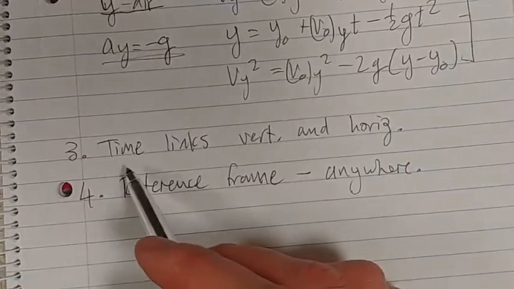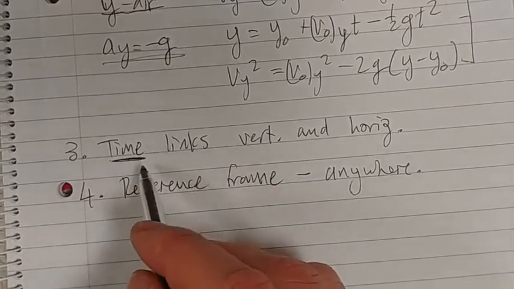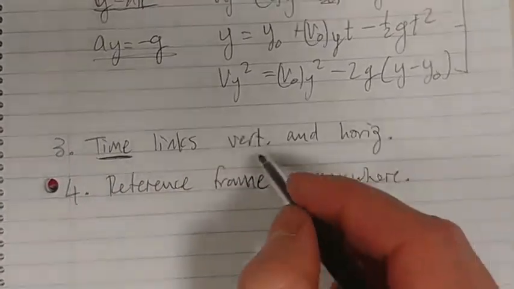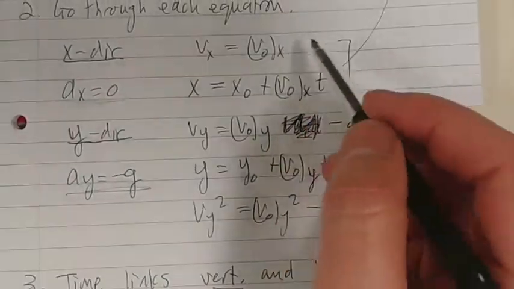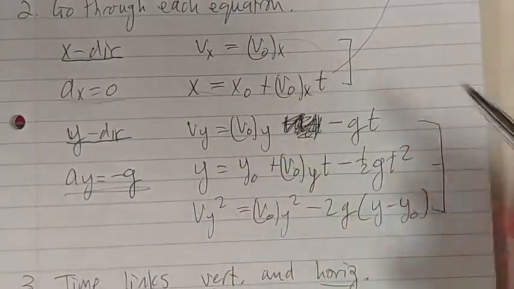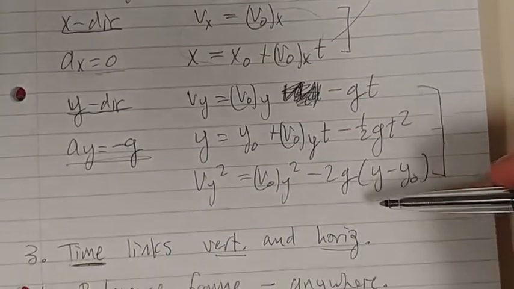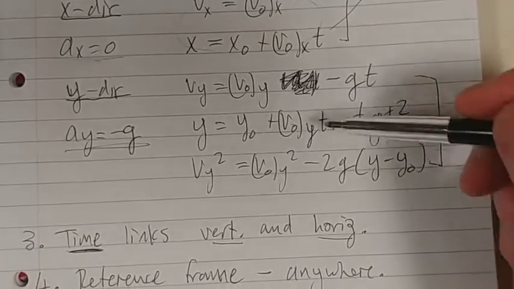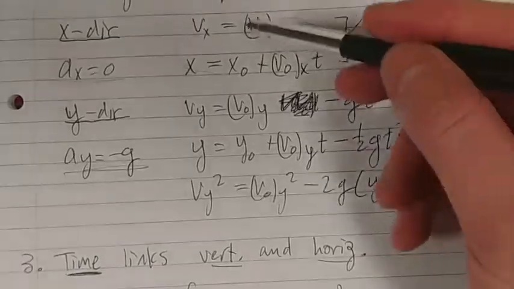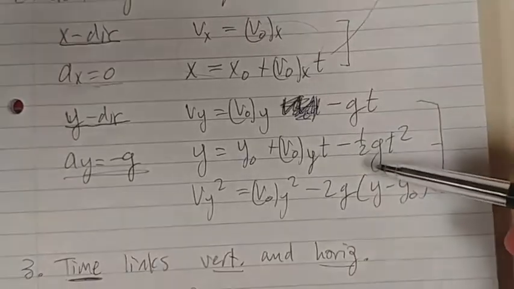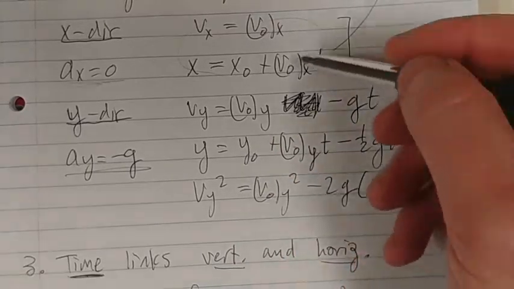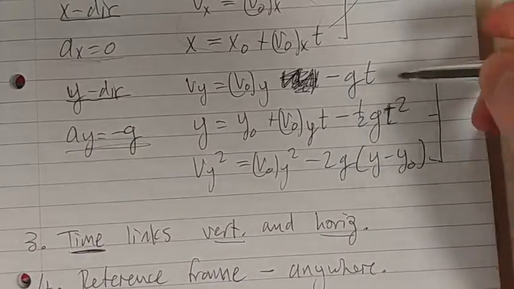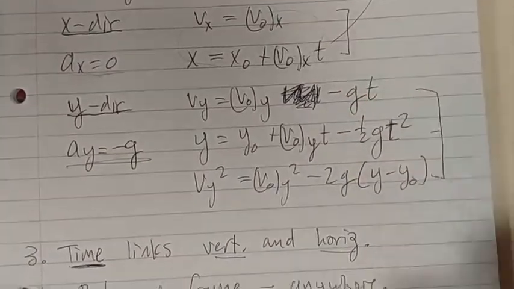Third point is time is the element that links the vertical and the horizontal information. So if the problem only gives us horizontal information, for example, but we want vertical information, or vice versa, or we might even have both, but we need something from the vertical direction to give us the horizontal direction. It's time. Okay? Recall that time is the link between horizontal and vertical.